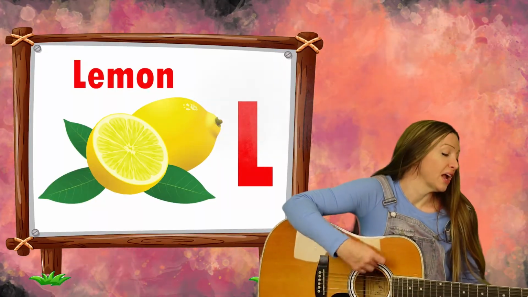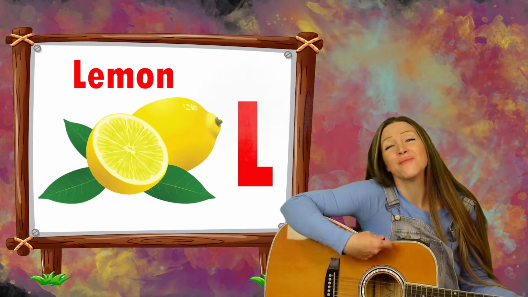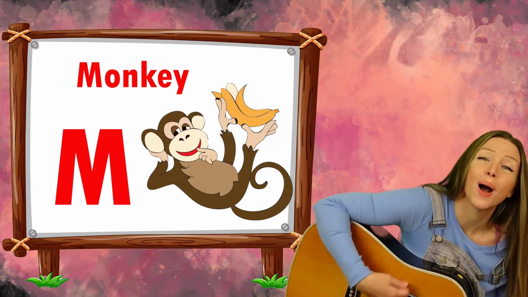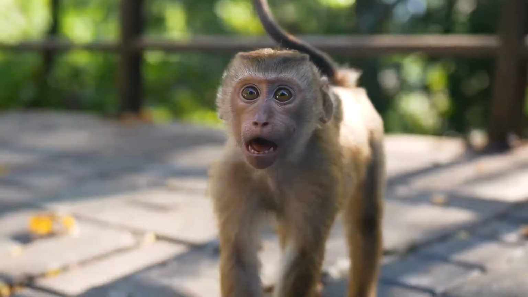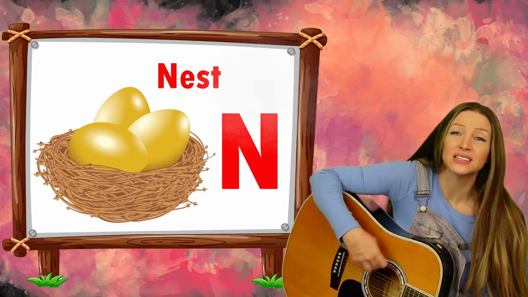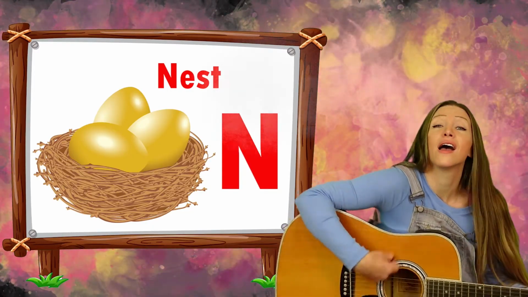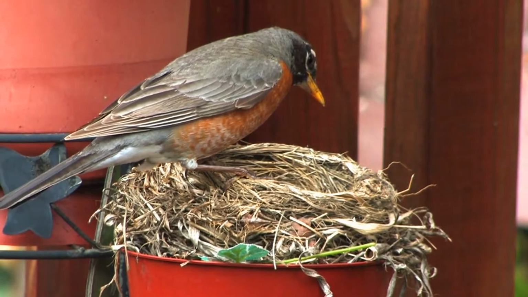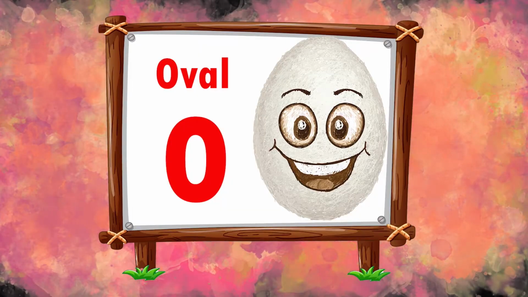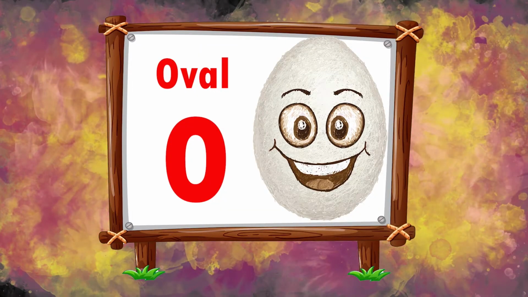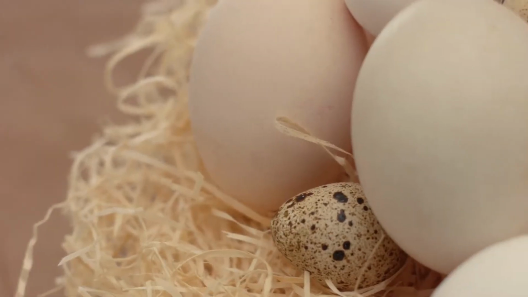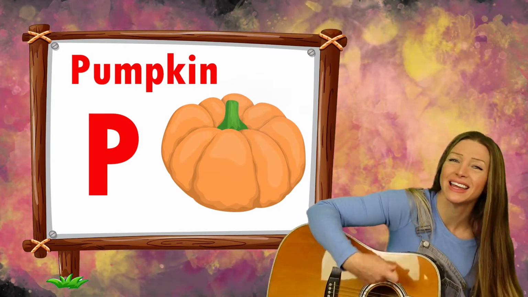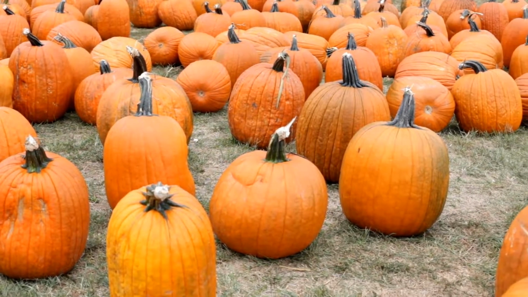L is for lemon. M is for monkey. N is for nest. O is for oval. P is for pumpkin.